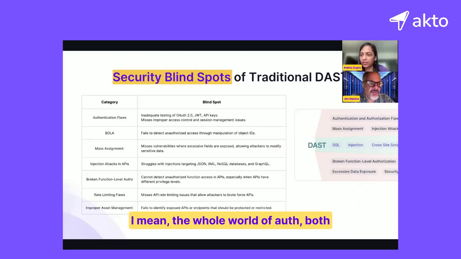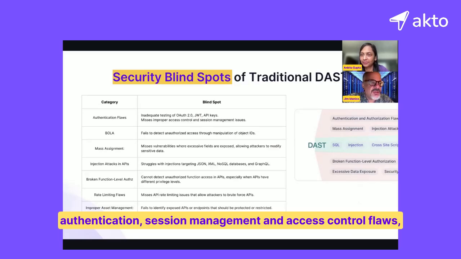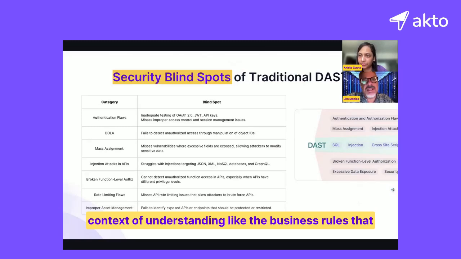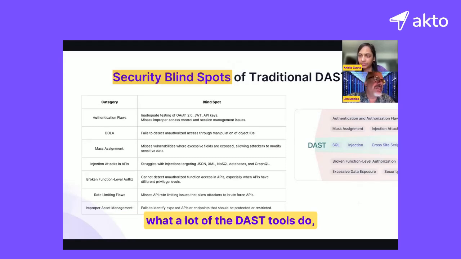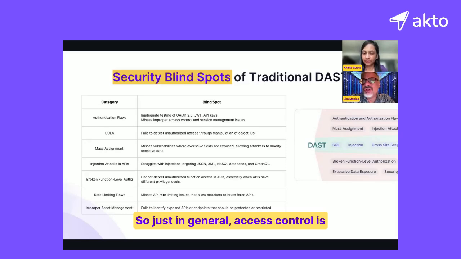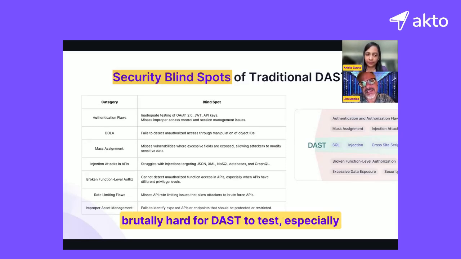I mean, the whole world of auth, both authentication, session management, and access control flaws, DAST really struggles with because it doesn't have the context of understanding the business rules that you need to even verify access control. And what a lot of the DAST tools do is give me the ability to program in my policy to be able to scan. And this is a real burden to even begin to leverage that kind of functionality. So just in general, access control is brutally hard for DAST to test, especially when those rules get complicated.